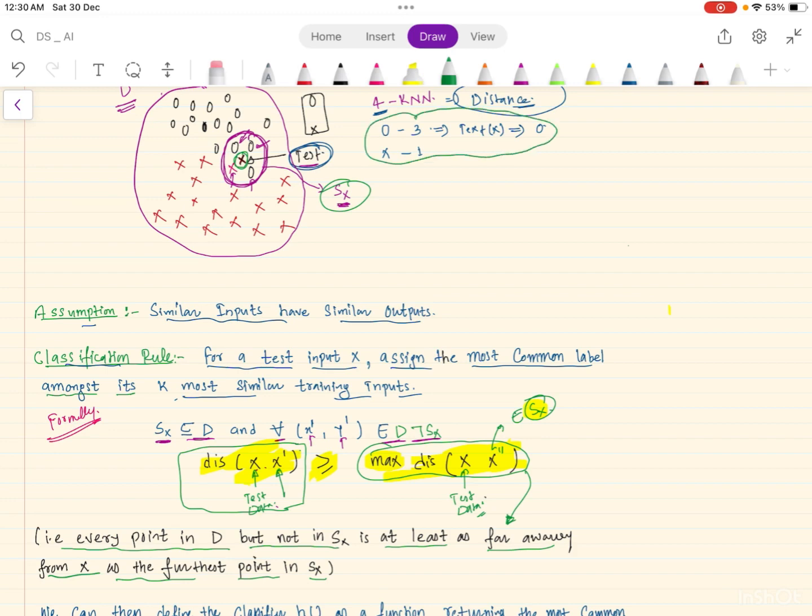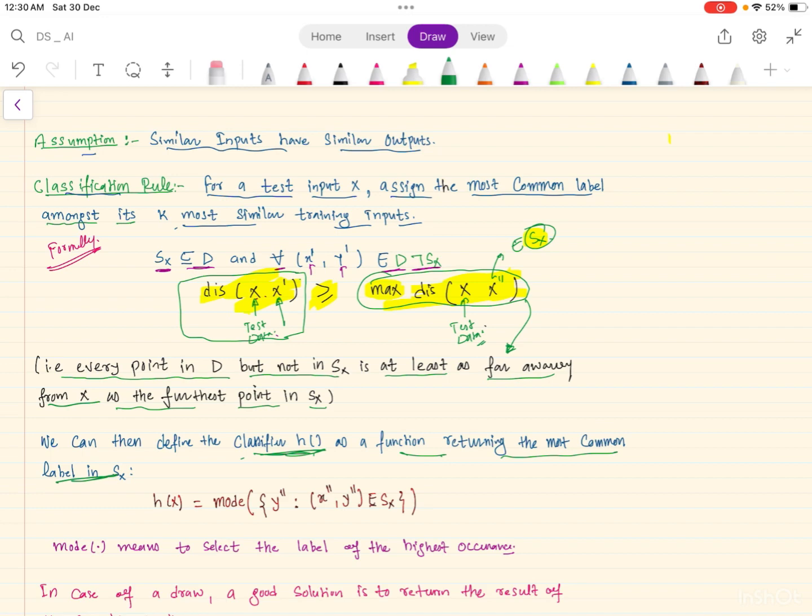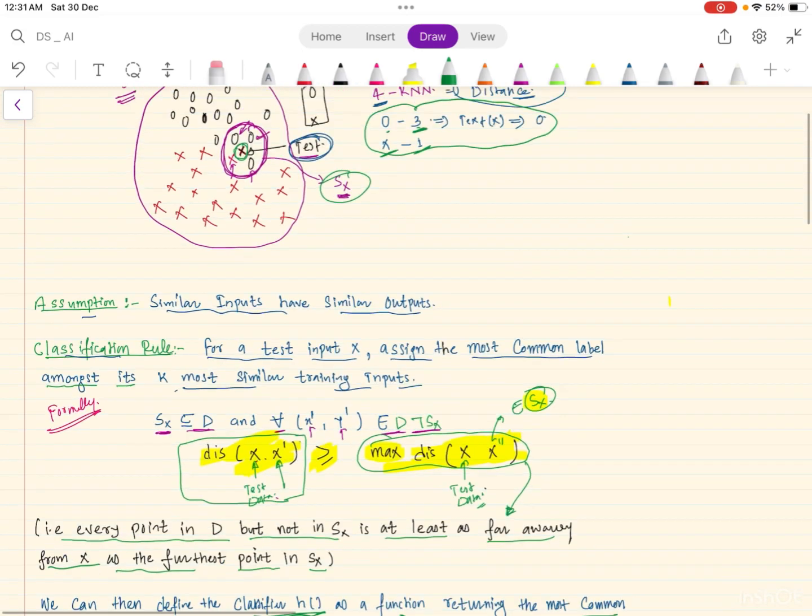So our classifier should have the capacity to look at the most frequently occurring label, right? In this case, the 0 has an occurrence of 3 and the cross has an occurrence of 1. So we can define our classifier h(x) as a function returning the most common label of S_x. This h(x) is the mode of this, that means mode is selecting the label with the highest occurrence. So this is how we can mathematically define this k nearest neighbor problem.